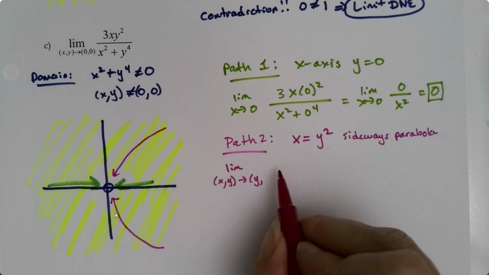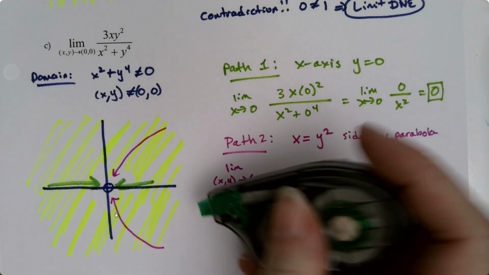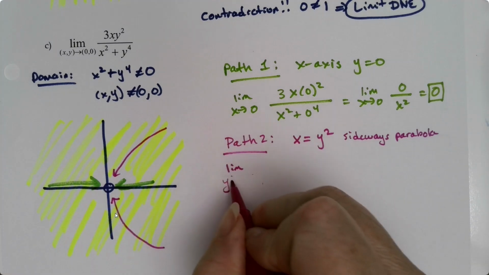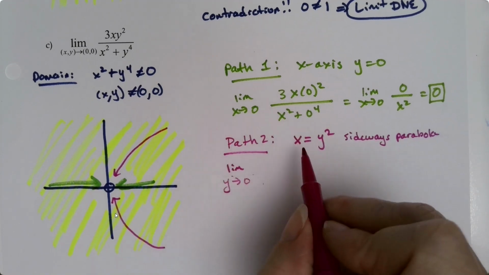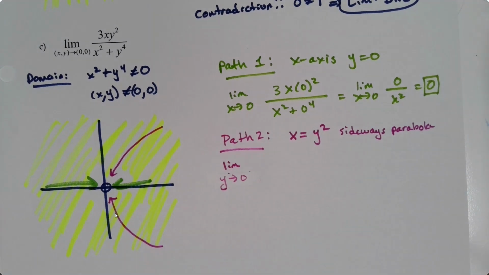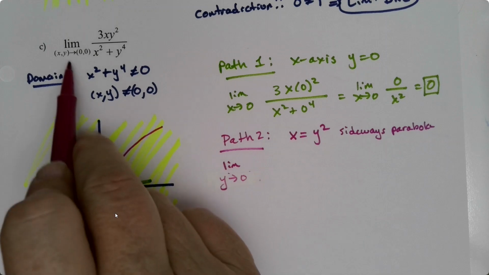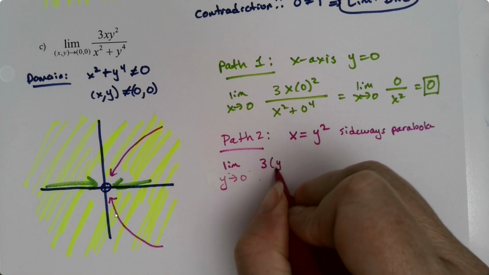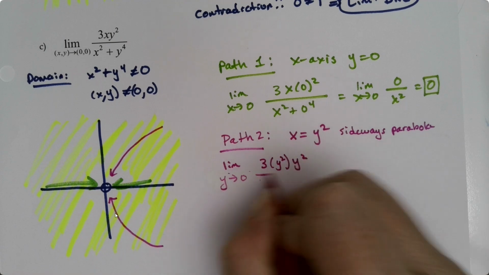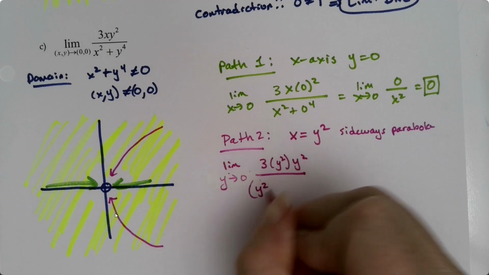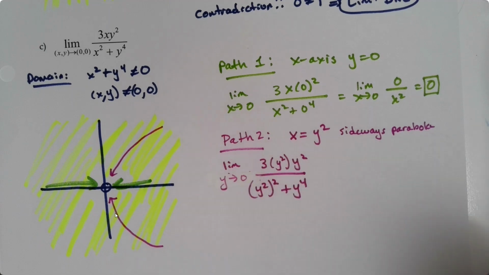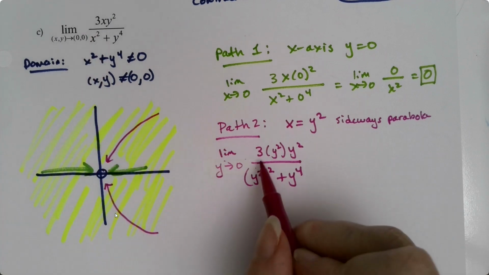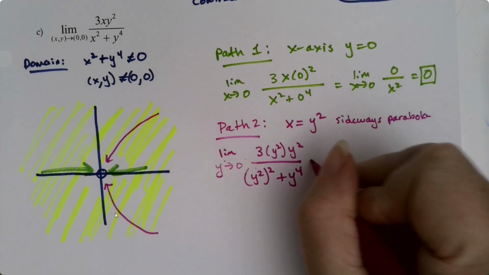Let's think. If I let x be y squared, if I do that, if I get rid of all my x's and put y squareds instead, I'm only going to have y. So I'm going to let y go to 0 of. You can delay on figuring that out right away and just write the point as it was written in the beginning. But so it's 3 times y squared over y squared squared plus y to the 4th. Right? So wherever there was an x, I put a y squared. In the top, y squared times y squared is y to the 4th.